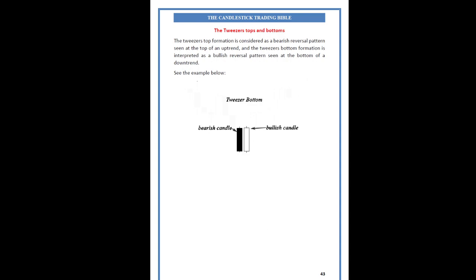So next we have the Tweezer top formation, and this is a bearish reversal pattern seen at the top of an uptrend, and the bottom formation is interpreted as a bullish reversal pattern seen at the bottom of a downtrend. So that's the Tweezer bottom bearish candle.